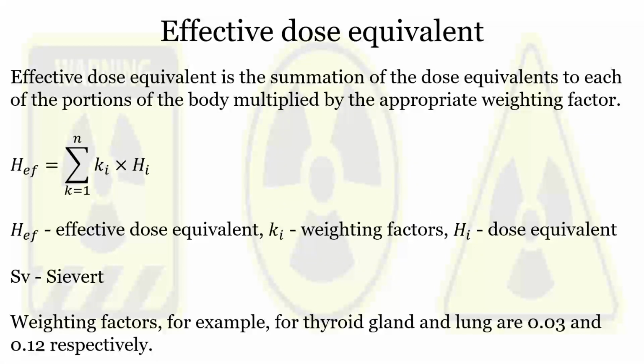And the last one, effective dose equivalent. Effective dose equivalent is the summation of the dose equivalents to each of the portions of the body multiplied by the appropriate weighting factor. It is measured in sieverts. Weighting factors, for example for thyroid gland and lung, are 0.03 and 0.12 respectively.